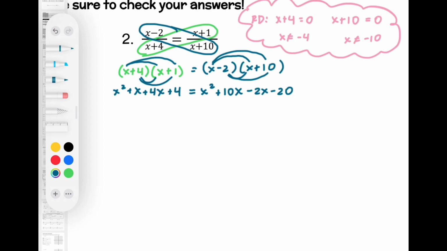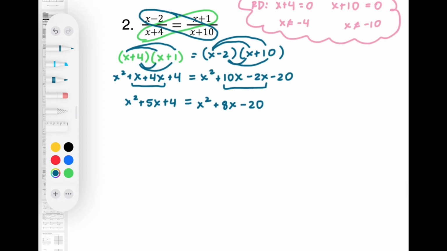All right, and then we need to just simplify each side and then solve our equation. So on the left side, I'm going to combine my like terms. I have x squared plus 5x plus 4 equals x squared plus 8x minus 20. Okay, so now get everything to one side if we can, or get all of our x's to one side and everything else to the other side.